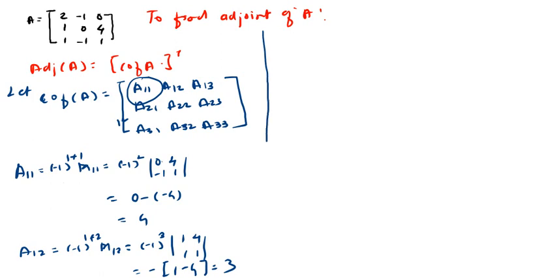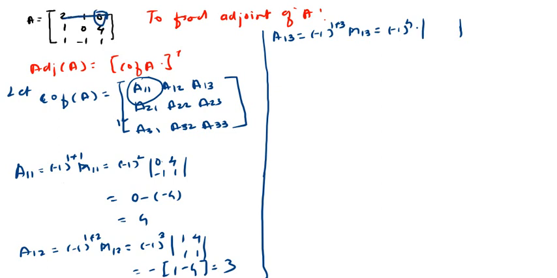Now find out the element A13, which is minus 1 raised to 1 plus 3 into M13. Minus 1 raised to 1 plus 3, that is minus 1 raised to 4, into M13, which is the determinant that is the minor of the element A13. This is our element A13. So hide this row, hide this column. What remains? 1, 0, 1, minus 1. Minus 1 raised to 4 will be 1. So this is minus 1 minus 0, which is minus 1.